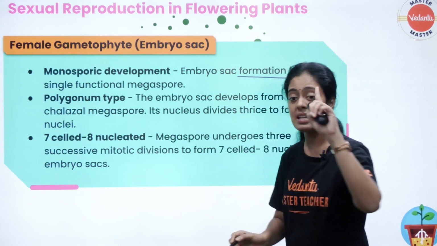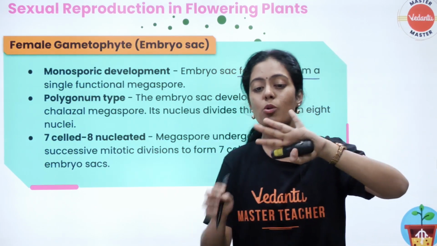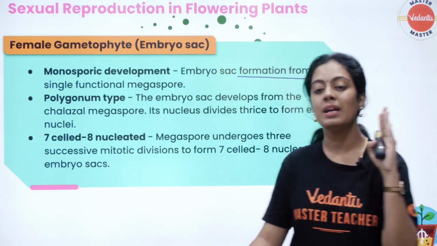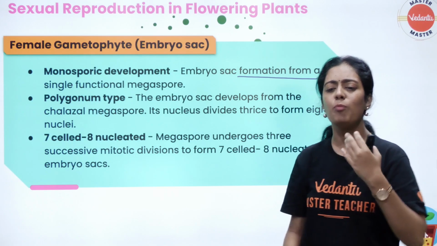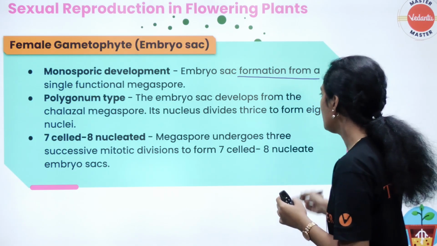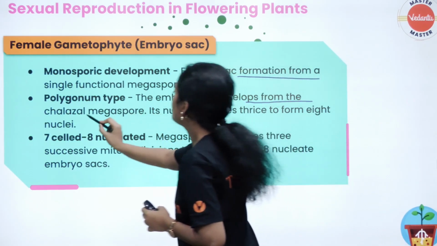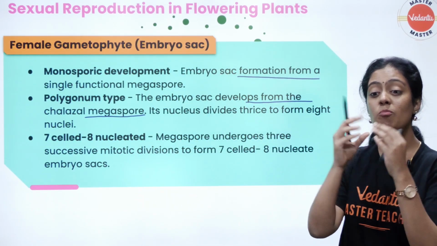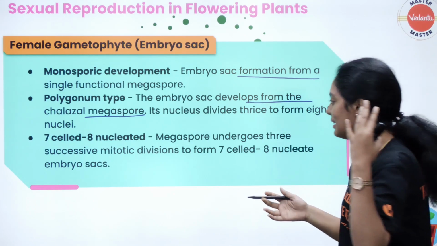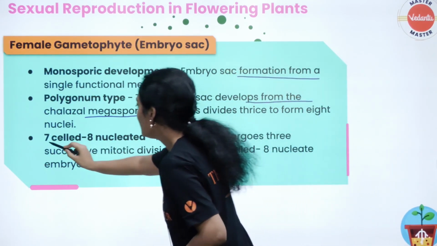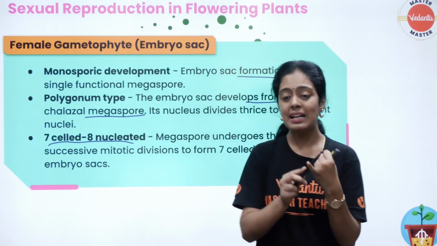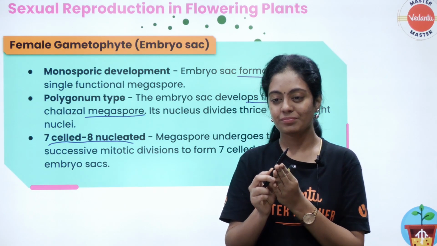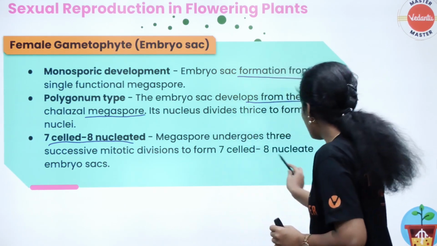is developed from a single megaspore. Of the 4 megaspores, 3 megaspores degenerate and only one is developing into my embryo sac. Then you have polygonum type, what is that? The embryo sac develops from the chalazal megaspore, from the megaspore at my chalazal end, my embryo sac develops, and it is 7 celled, 8 nucleate. So what are the 7 cells? 3 antipodals, 2 synergids, one central cell and 1 egg cell.